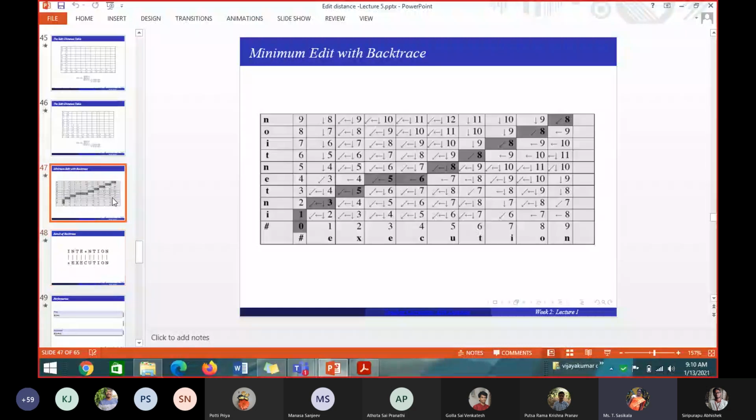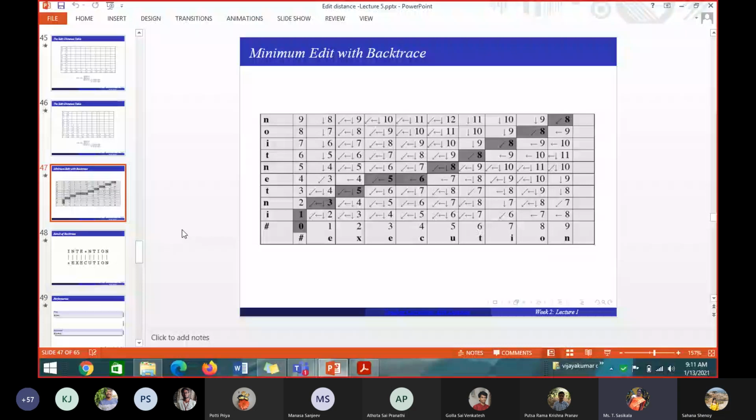Next, I in my input string is replaced by what character? Which box is highlighted for I? This 8. So come down here. I in my input string is replaced by I in the output. Very good. Next, O in my input string is replaced by O in the output string. Next, N in my input string is replaced by N in the output string. Very good. So this is what I got after the table backtracking.